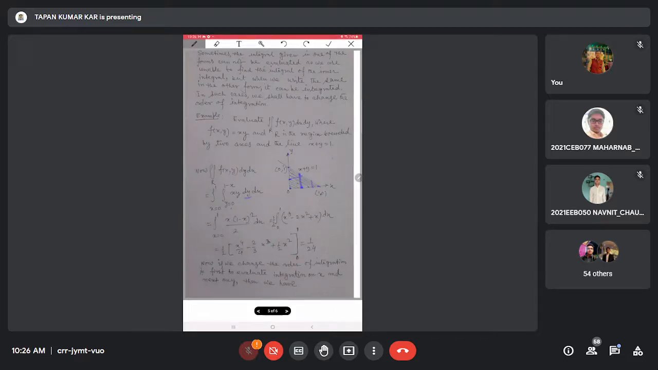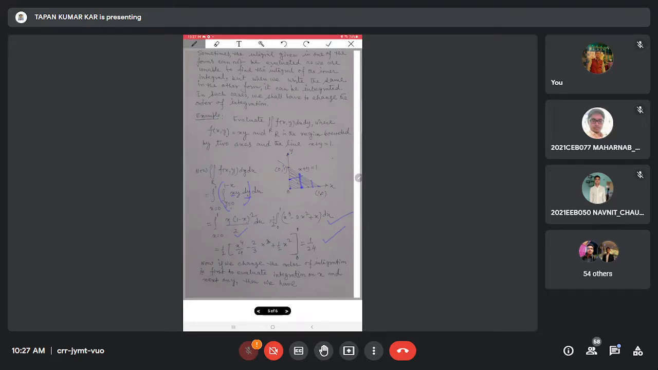So you are evaluating first with respect to y. In that case, x is constant. The integral of y is y square by 2, that is (1 minus x) square by 2, times x, and x is constant. So the next integral is x into (1 minus x) square by 2. Then with respect to x, you have to evaluate this, and the answer is 1 by 24.